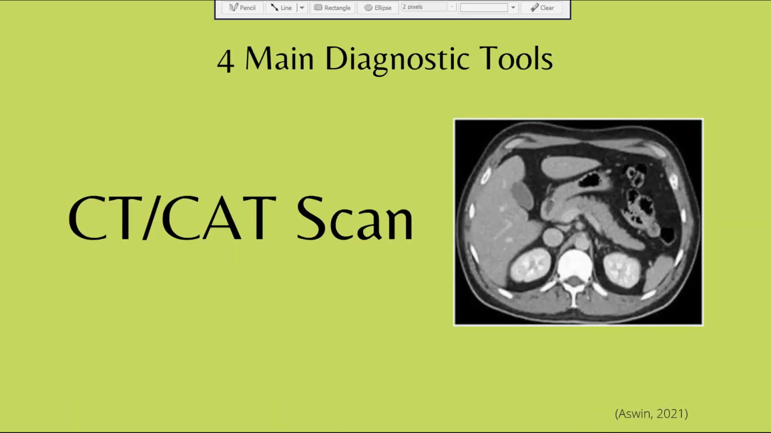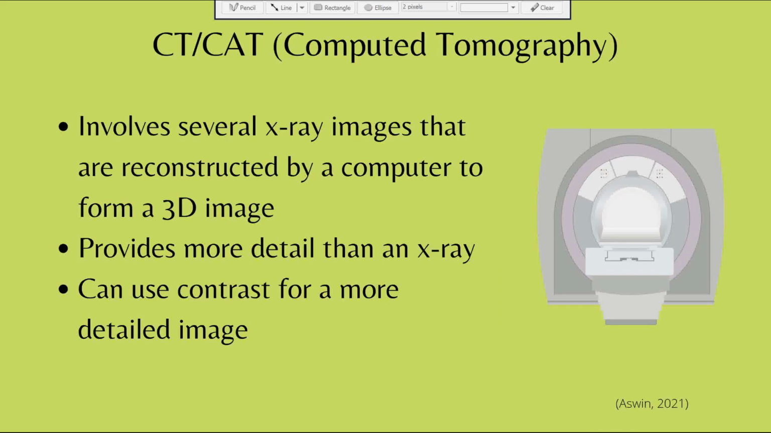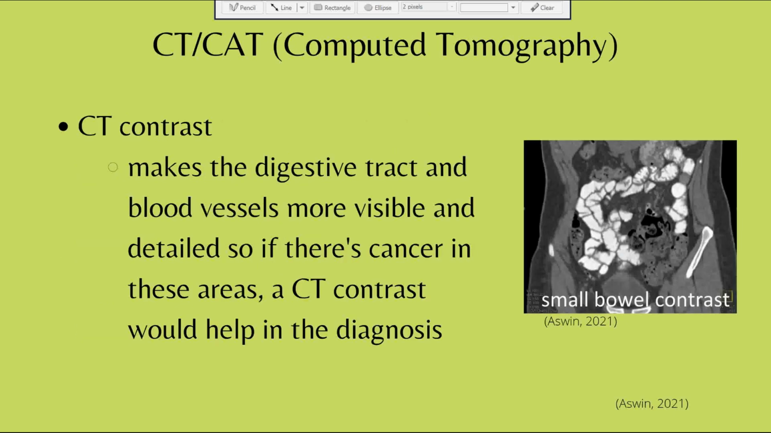Next, let's look at CT scans. This involves several X-ray images that are reconstructed by a computer to form a 3D image. It provides more detail than an X-ray. CTs can also use contrast for a more detailed image. A CT contrast makes the digestive tract and the blood vessels more visible and detailed, so if there's cancer in these areas, a CT contrast would help in the diagnosis.